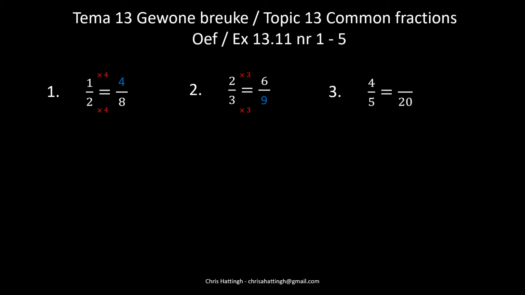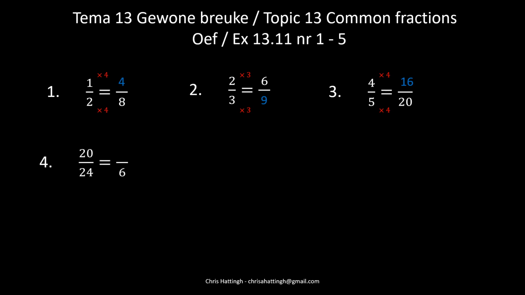Number 3, you're looking at the known figures, which is the 5. What did you multiply 5 with to get 20? You multiplied it by 4. What you do to the bottom, you need to do to the top. So 4 times 4 gives you 16.